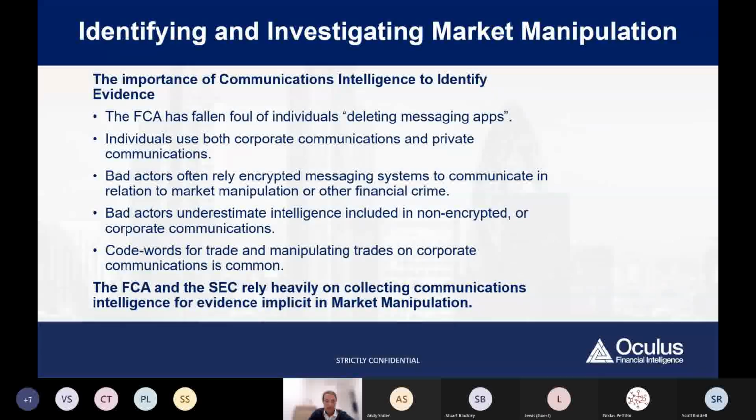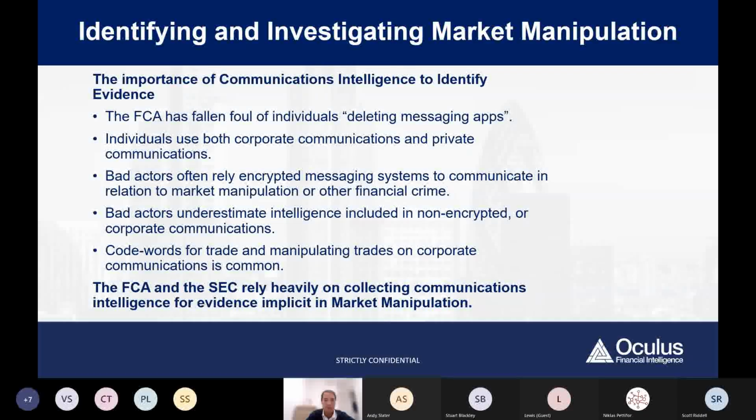We understand, and the world understands, that it's a difficult crime to investigate. It's basically because of human error and human use. And what I mean by that is that you have a combination of bad actors using sophisticated communications, which are often encrypted, deploying code words to help camouflage the reality of what may be going on. This is very hard to get behind.